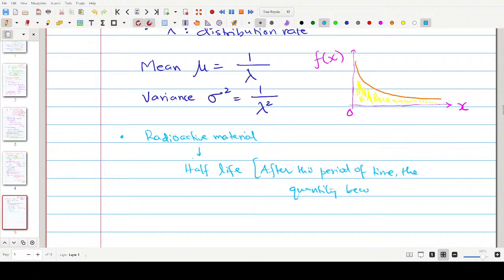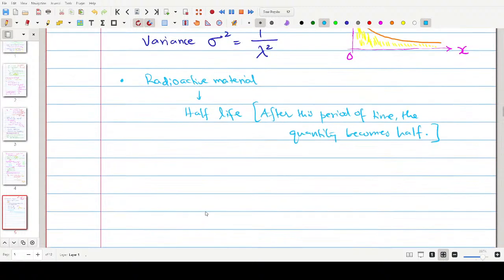Quantity becomes half. So just imagine that the half life of the tiffin, of the lunch that you bring to the college, is 5 minutes. So in the first 5 minutes, you will eat half of your lunch. So your half of the lunch is left for you. Now in the next 5 minutes, you will eat half of what is left. So after eating half of what is left, 1/4 will be left, right?